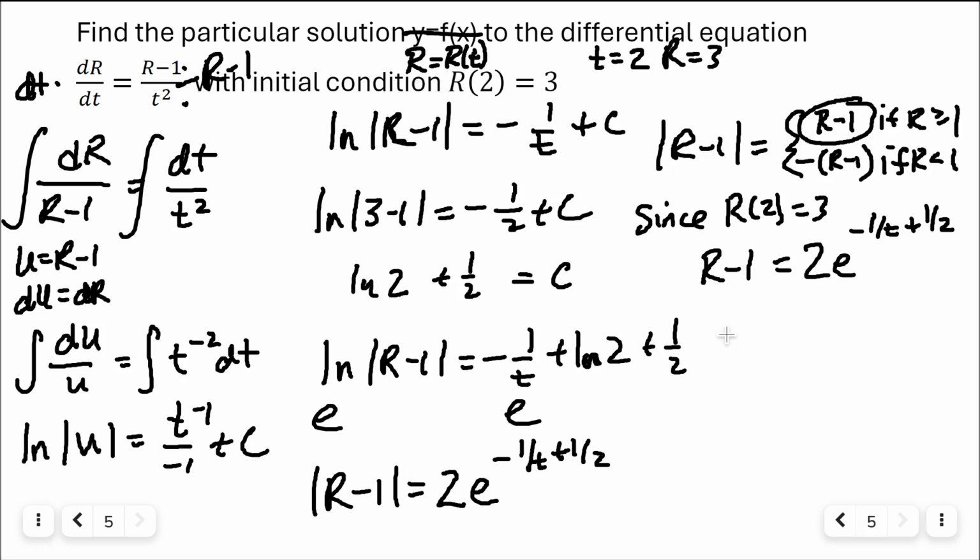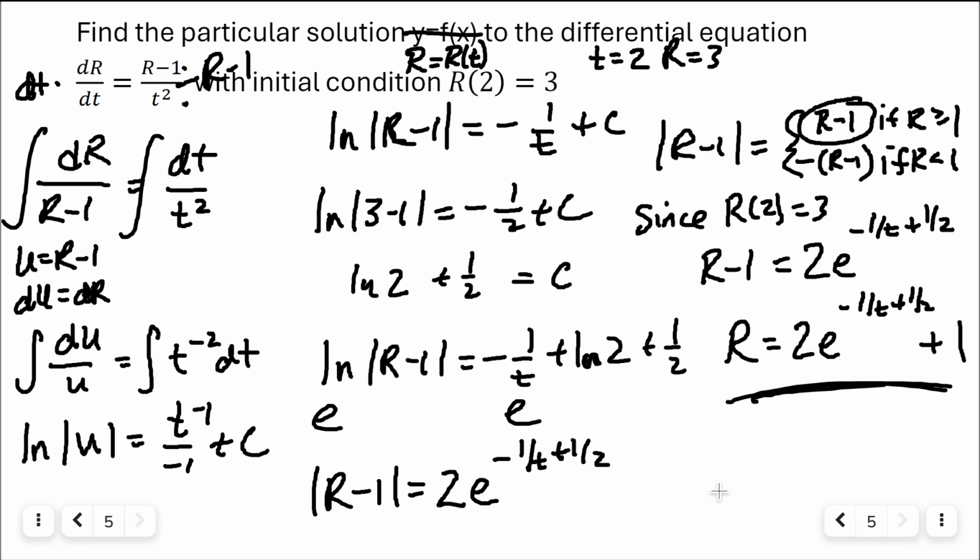The bars are gone. Add 1 on both sides. You get 2e to the negative 1 over t plus 1/2 plus 1. And that 1 is in line with the e. It's not up in the exponent. And this is the correct answer.